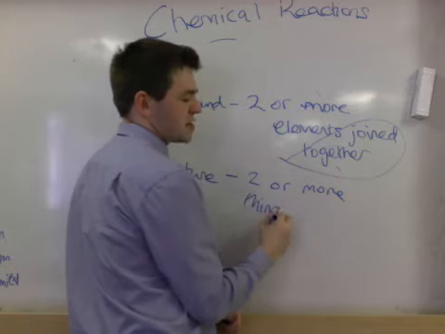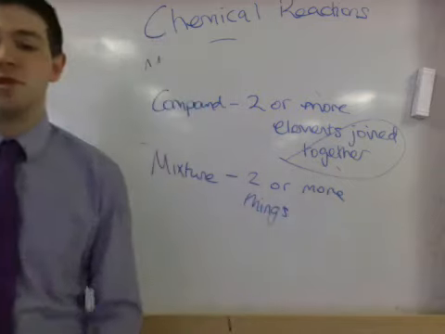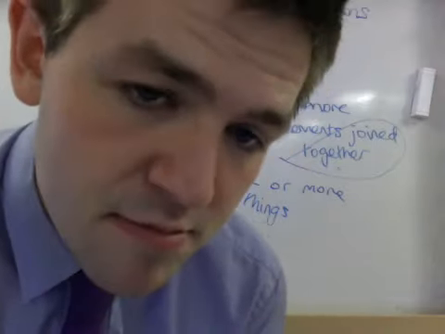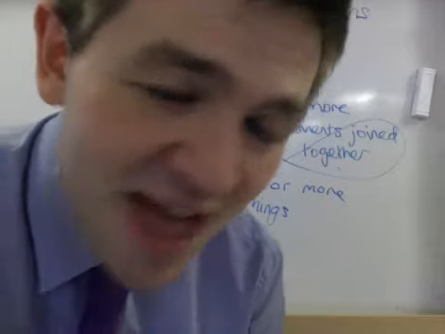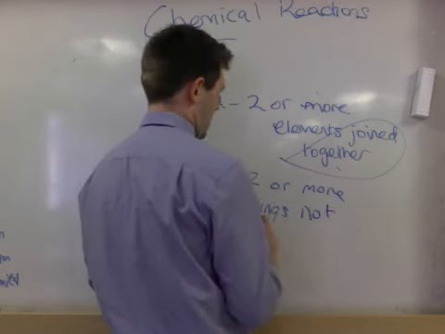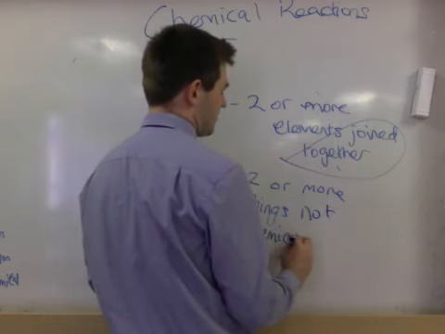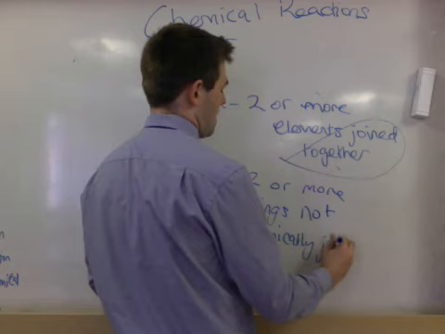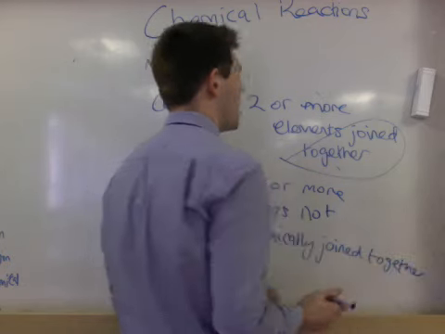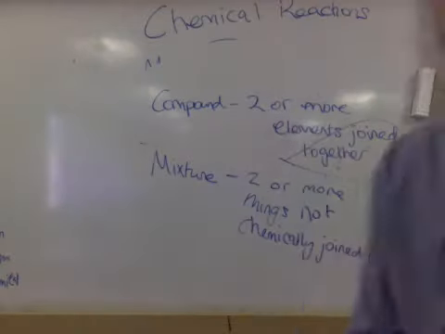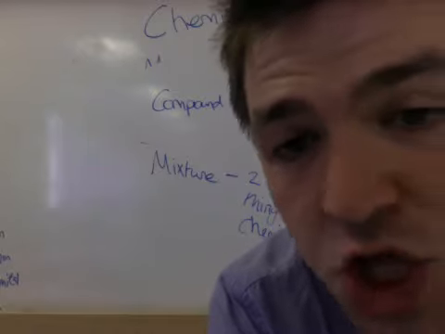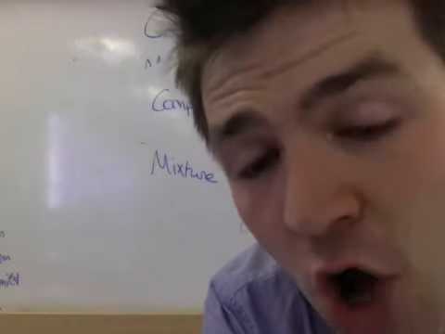Because they might be elements, but I can have a mixture of carbon dioxide and water. It doesn't have to be elements. Two or more things not chemically joined together. It's a mixture. For example, if I have carbon dioxide, that's a compound. There's two different elements. There's C and there's O, carbon and oxygen.